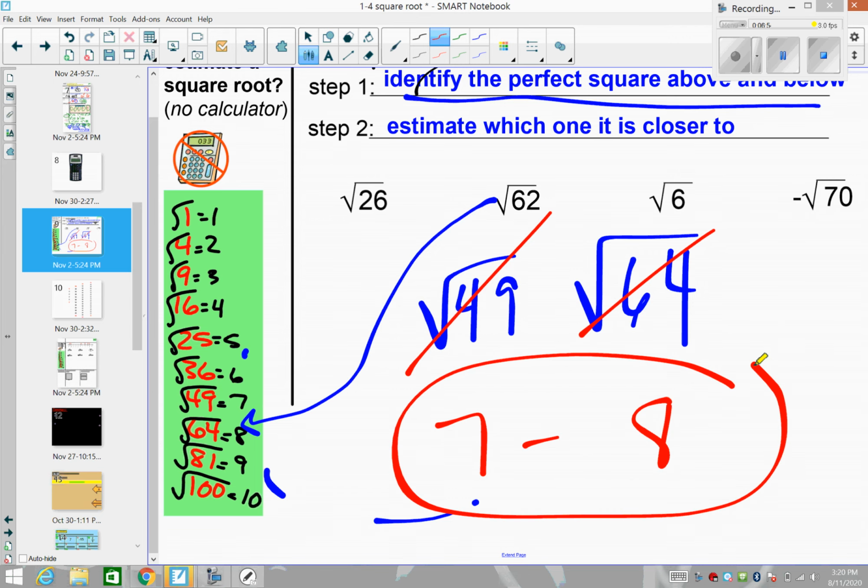And that's where we're going to keep it for today's work. Just kind of estimate the integers that it's between. The answer is somewhere between 7 and 8. So 7 point something.